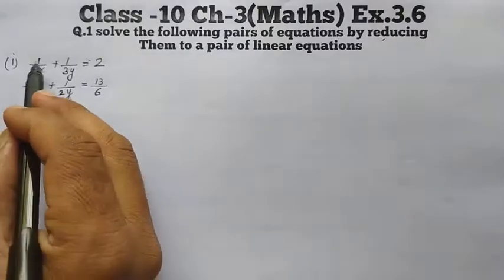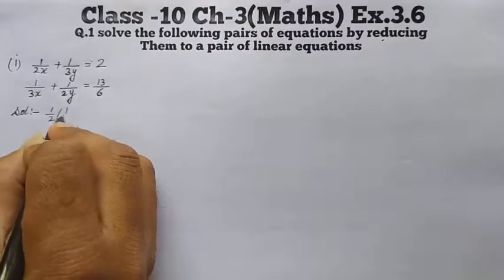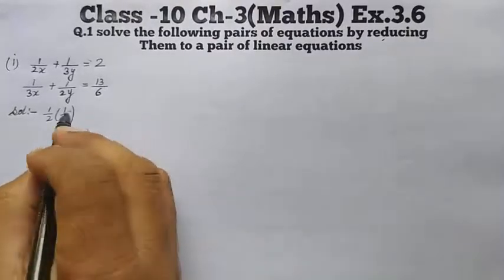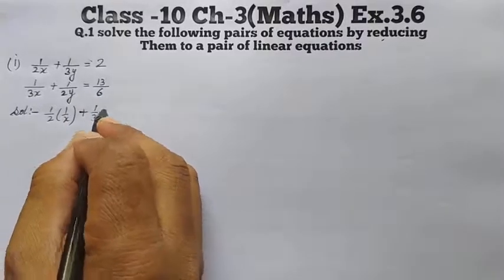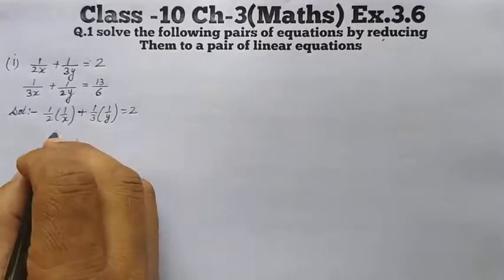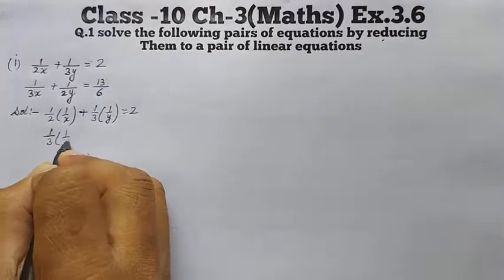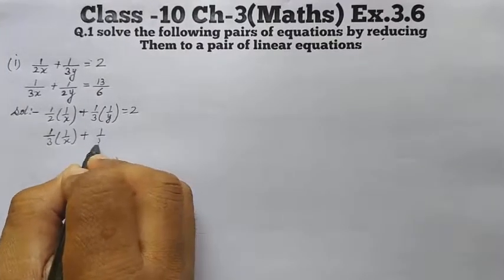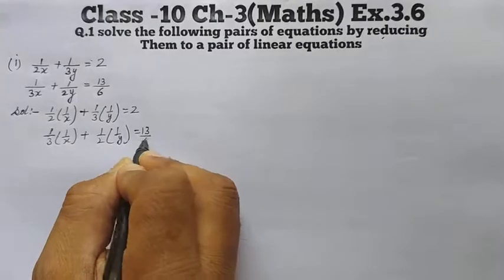First of all, we'll write 1 by 2x as 1 by 2 into 1 by x. Can we write it this way? Yes, we can. Plus 1 by 3y, we can write as 1 by 3 into 1 by y, is equal to 2. And the second is 1 by 3 into 1 by x, and then 1 by 2 into 1 by y is equal to 13 over 6.